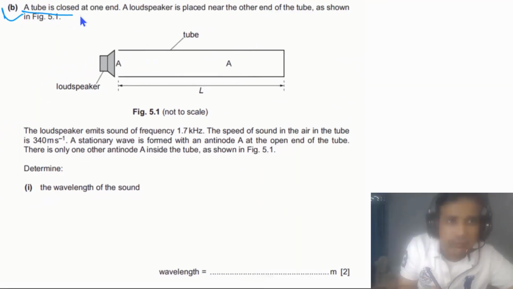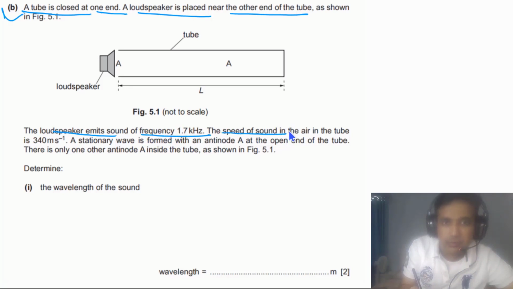Part B says a tube is closed at one end and a loudspeaker is placed near the other end of the tube as shown in figure 5.1. The loudspeaker emits sound of frequency 1.7 kHz. The speed of the sound in the air in the tube is 340 meters per second. A stationary wave is formed with an antinode A at the open end of the tube. There is only one other antinode A inside the tube. So we have one antinode here and another antinode here.